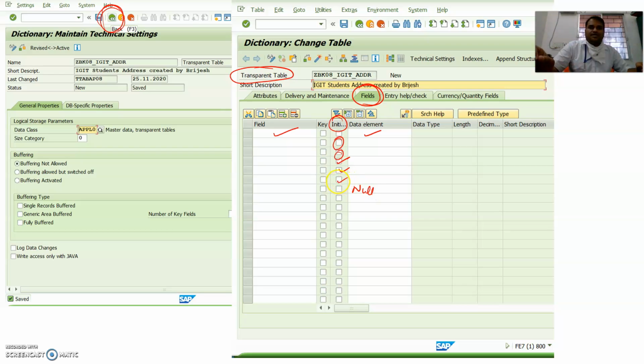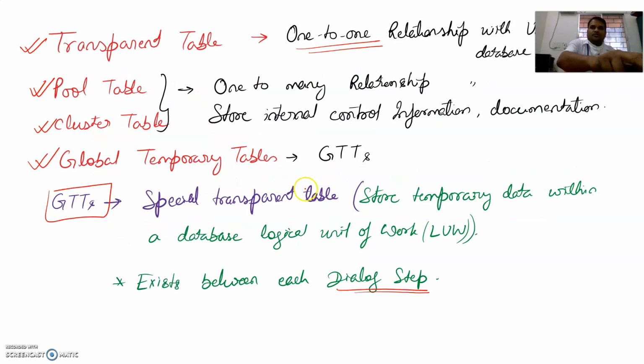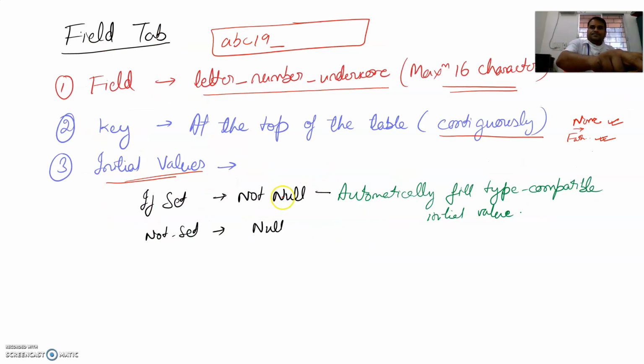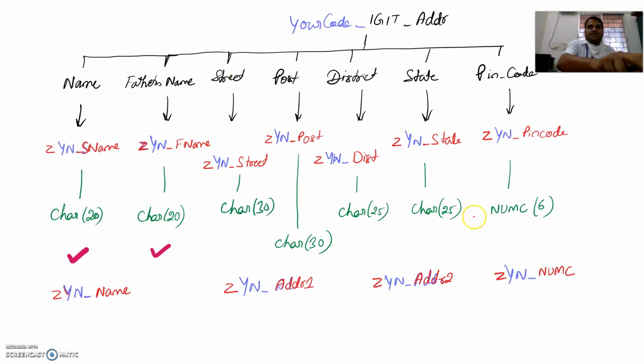If you tick mark, then whatever element is supposed to have an initial value, that initial value by default will be 0 or 1. So for this initial values you can tick or untick, that is all. So this is initial value, automatically filled by type compatibility. If it is not set, it is giving null as an initial value.